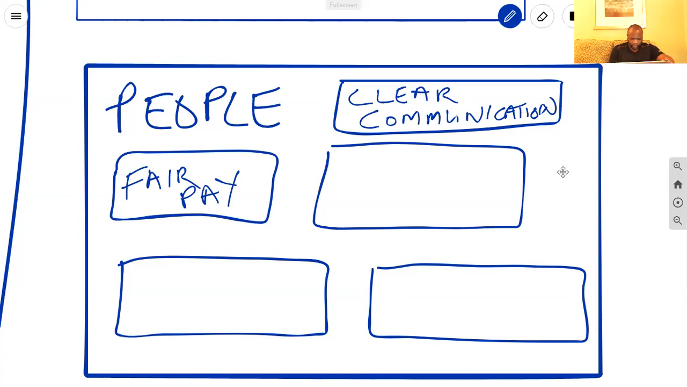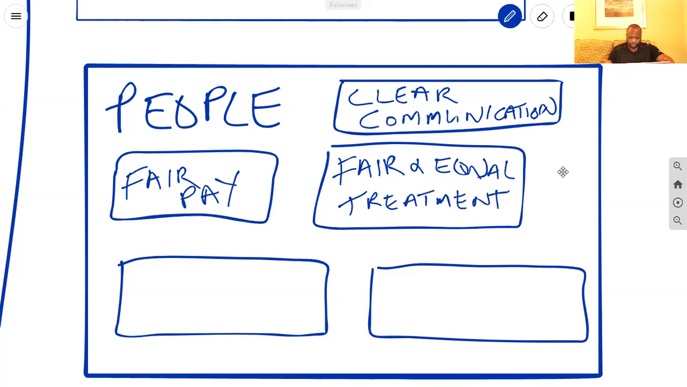The next one that relates to people is fair and equal treatment. So fair and equal treatment. The next one here is clear security of work positions.